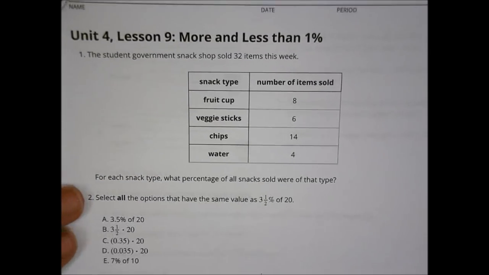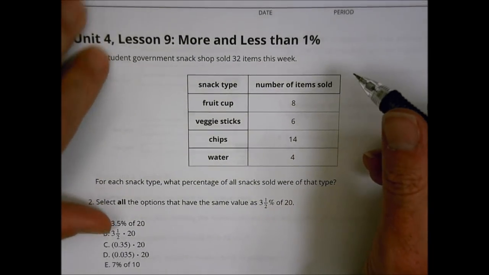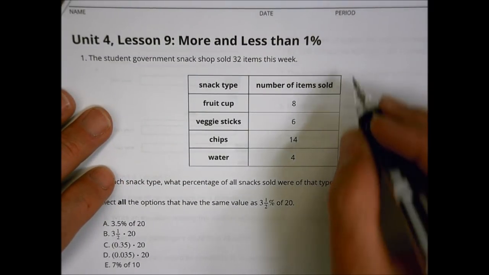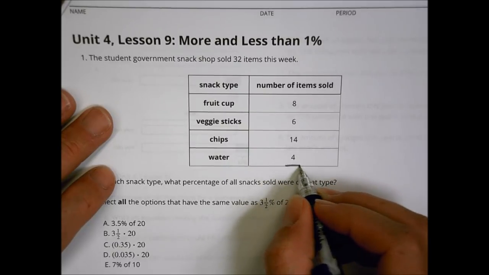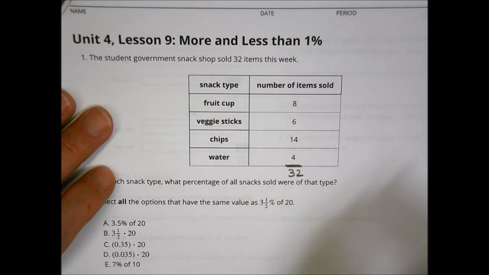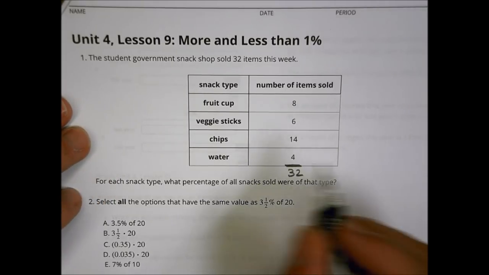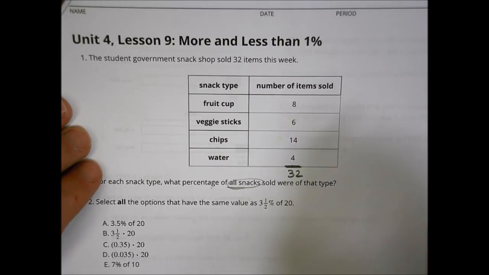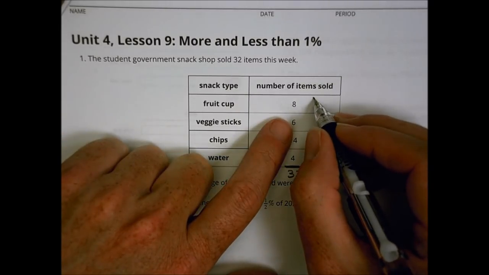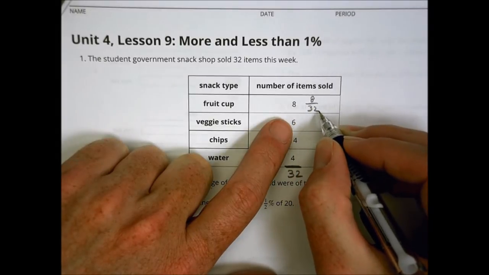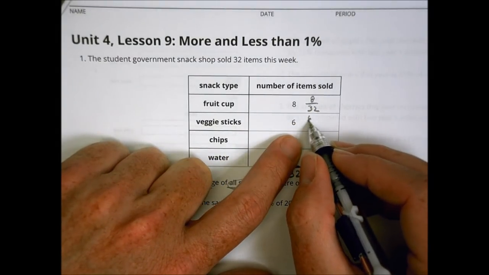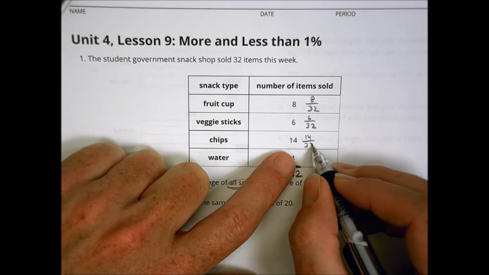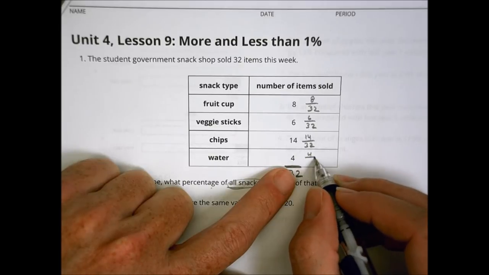Homework time, here we go. So we have a student government snack shop that sold 32 items this week. So all combined, all together, our total sales, there were 32 items all sold. For each snack type, what percentage of all snacks were sold of that type? So for the fruit cup, we're going to be looking at 8 out of 32. For the veggie sticks, we're looking at 6 out of 32. The chips, we're looking at 14 out of 32, and the water is 4 out of 32.